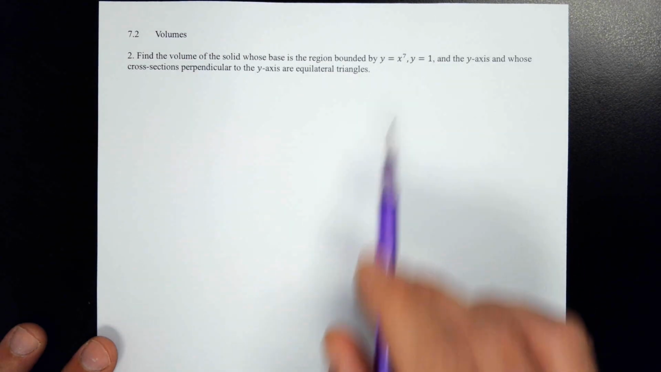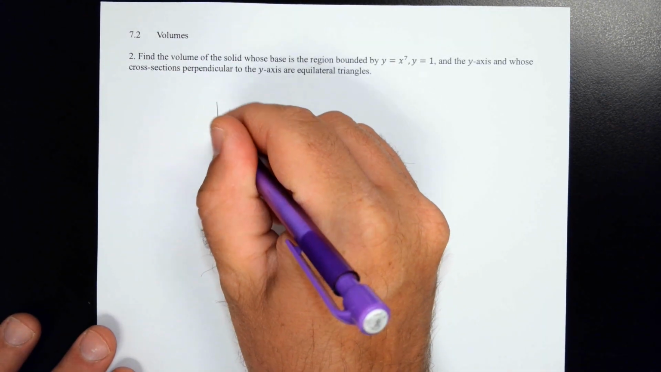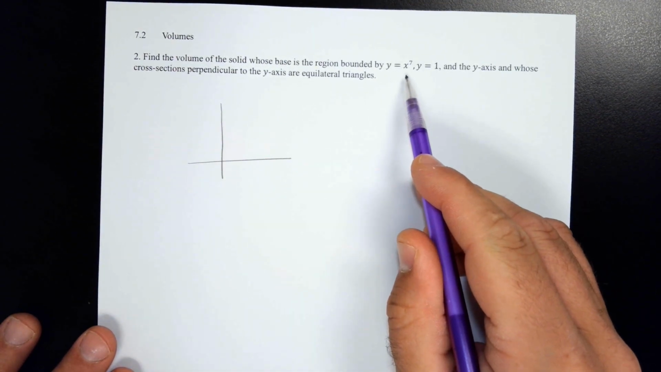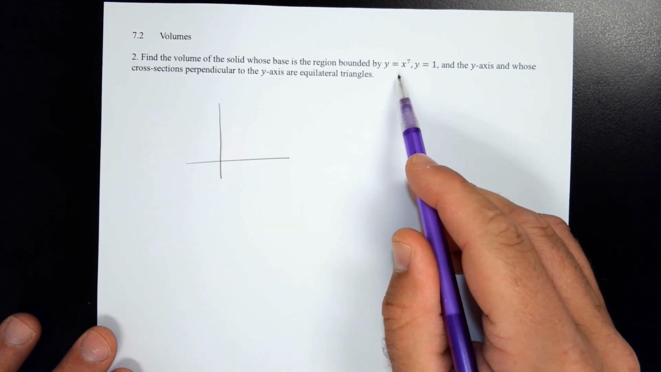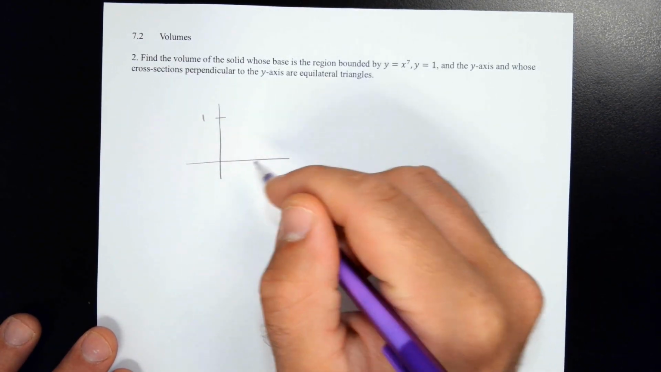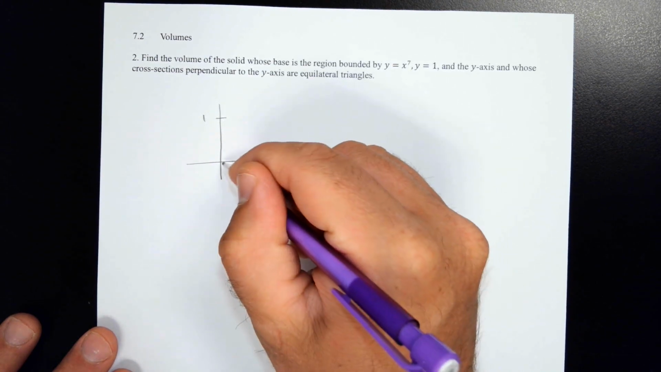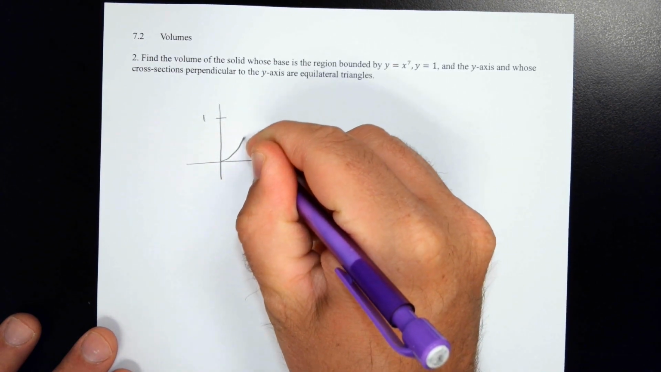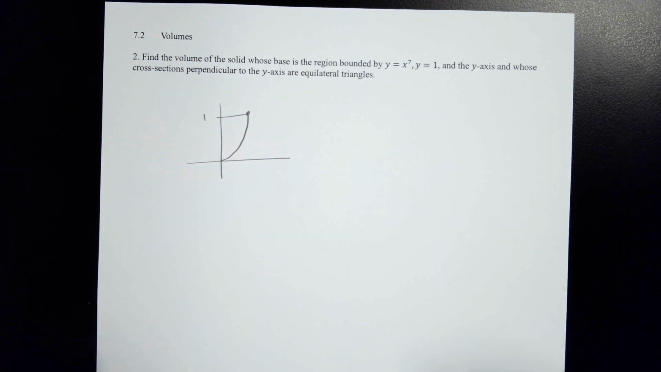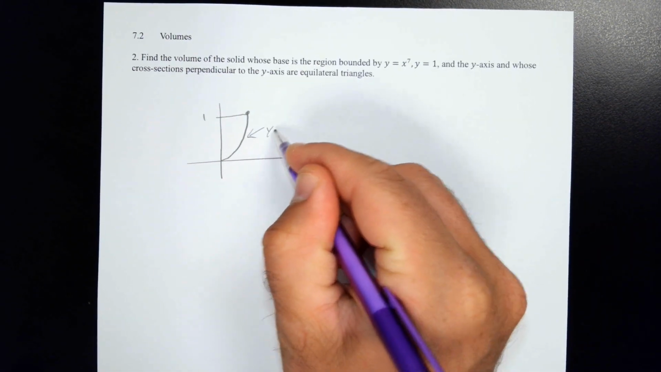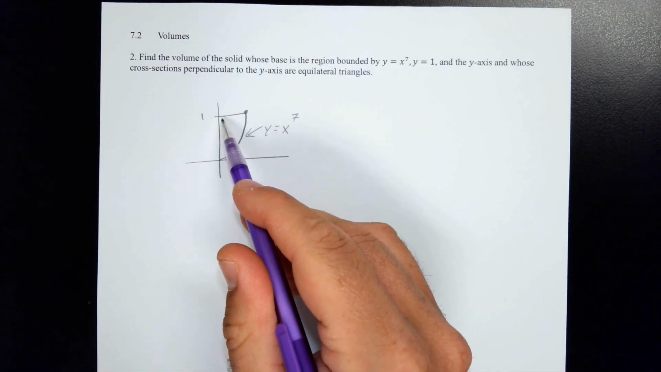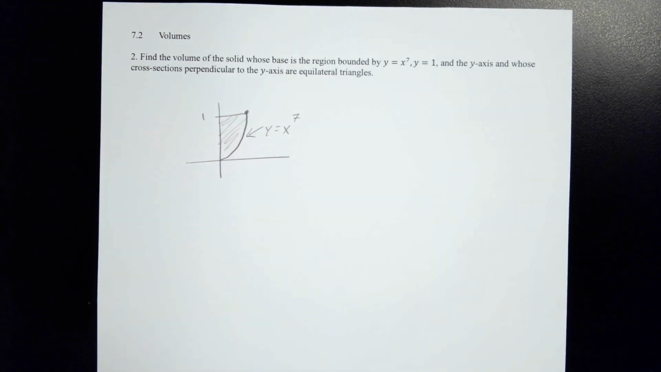So let's try to draw this region real fast. y equals x to the 7 and y equals 1. Let's see, y equals 1 would be right here. And y equals x to the 7 looks kind of like a steep parabola, and it would stop right there at y equals 1. So here's y equals x to the 7th, and the y-axis is right here. So this is our region right there.